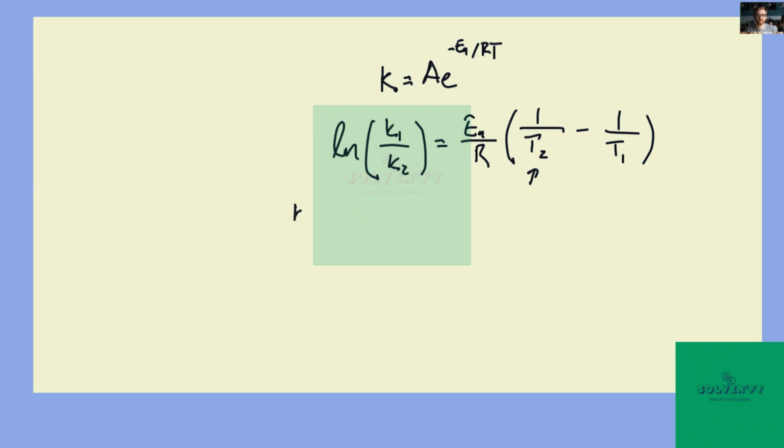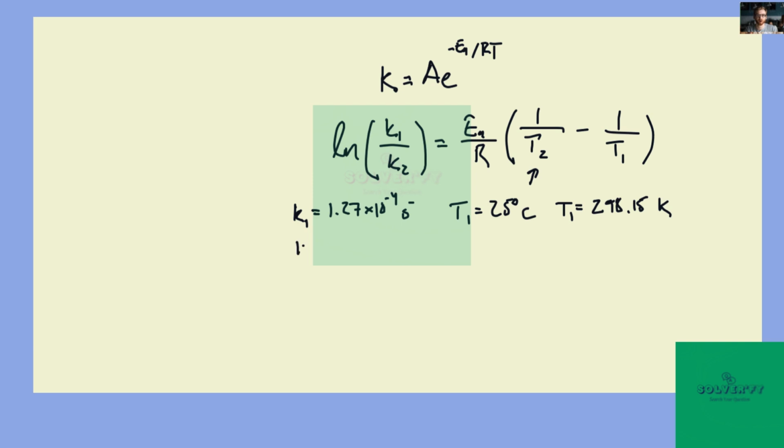So let's start by saying, well, k1 equals 1.27 times 10 to the negative 4 seconds inverse. That's the data they gave us. T1, they told us, is 25 degrees C. So in Kelvin, we have to add 273.15, and we will get 298.15.